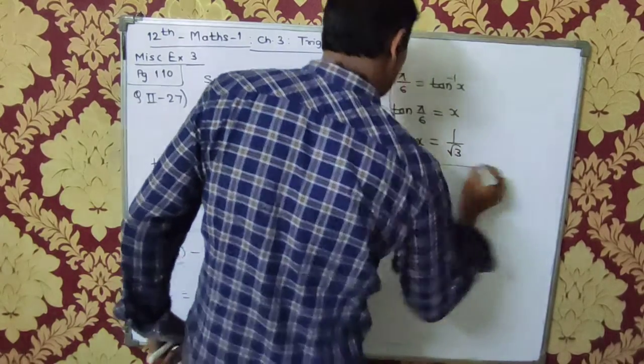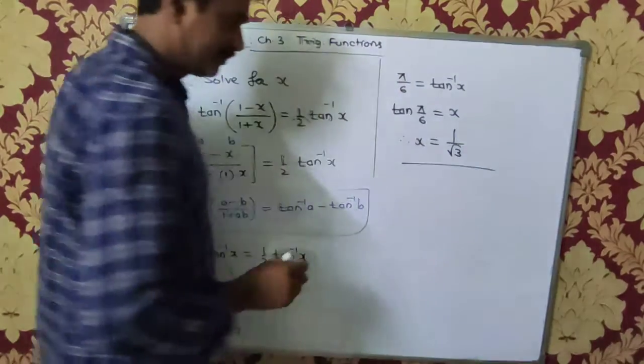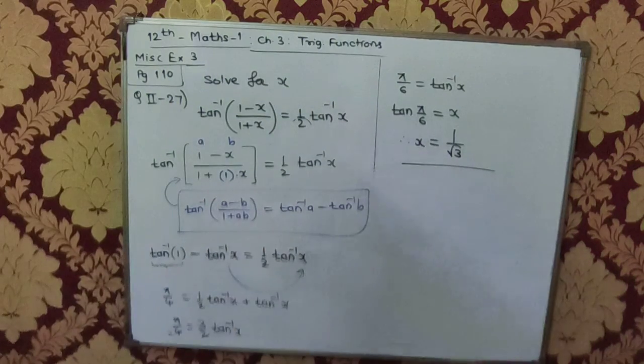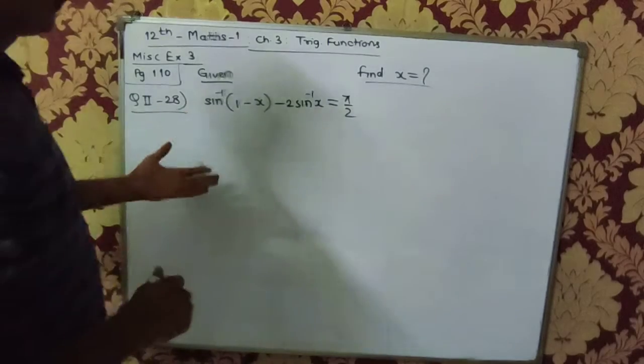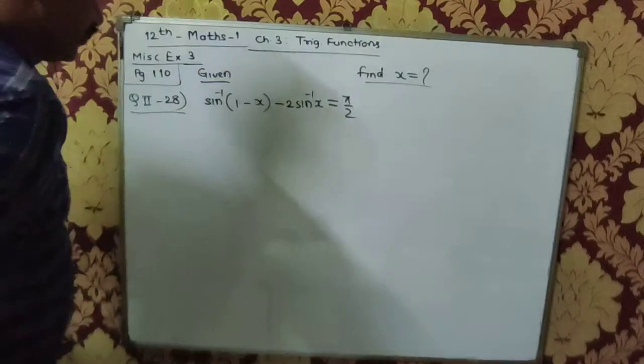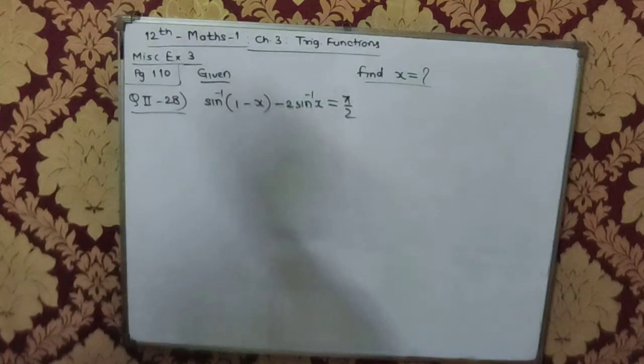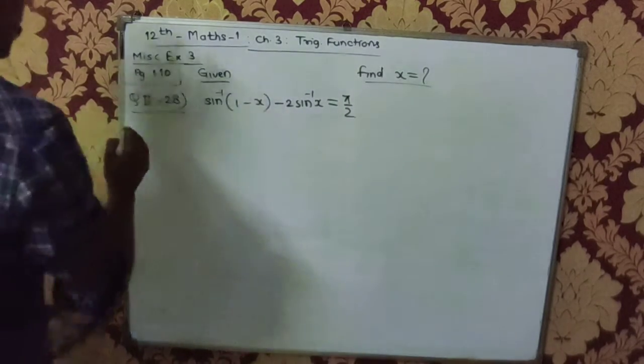And this problem got the same answer a little while ago. So this is a different method with the same answer. Check that please. The next question: it is given that sin inverse of (1 minus x) minus 2 sin inverse of x is equal to pi by 2, and we have to solve this for x. Mark it as a star problem.